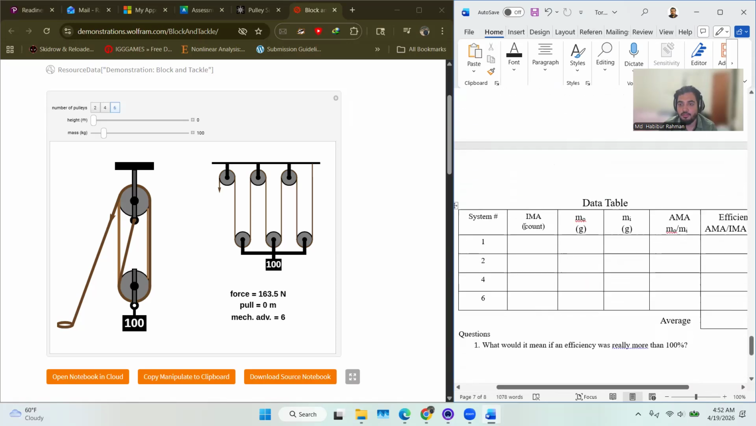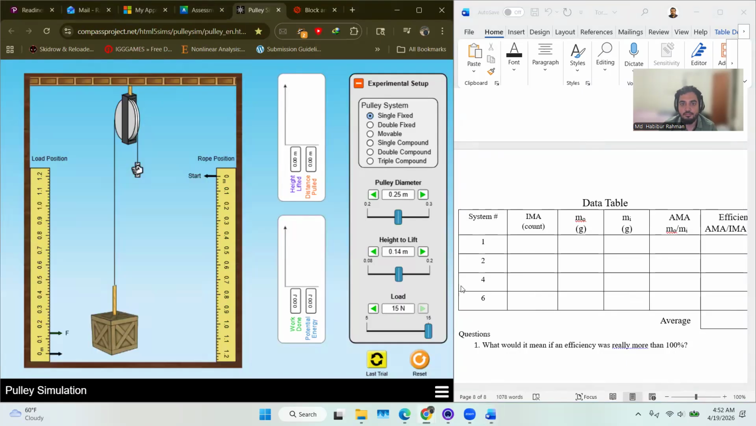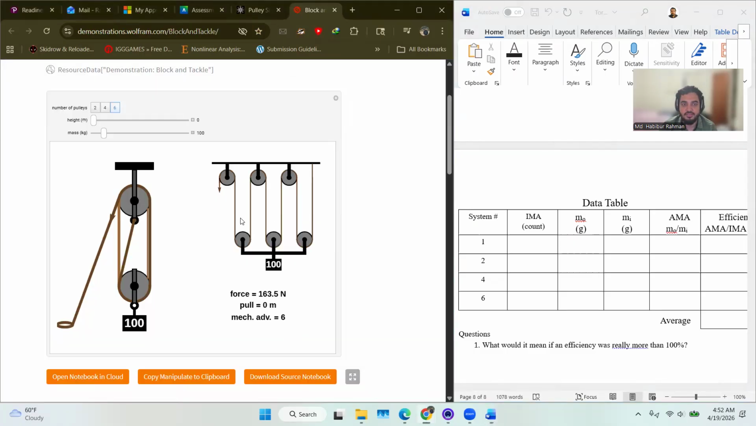But whatever you choose to write, the mass you are giving on that side and then on the other side, you don't need this table actually.